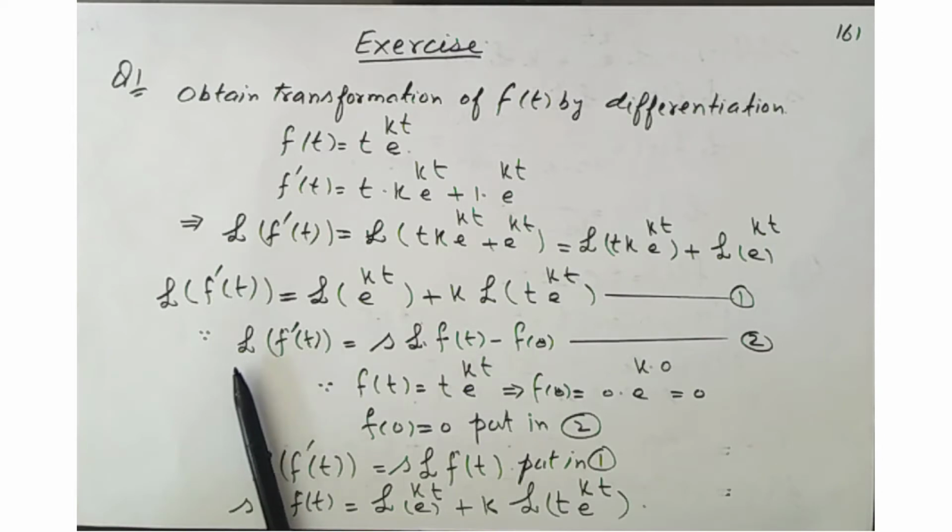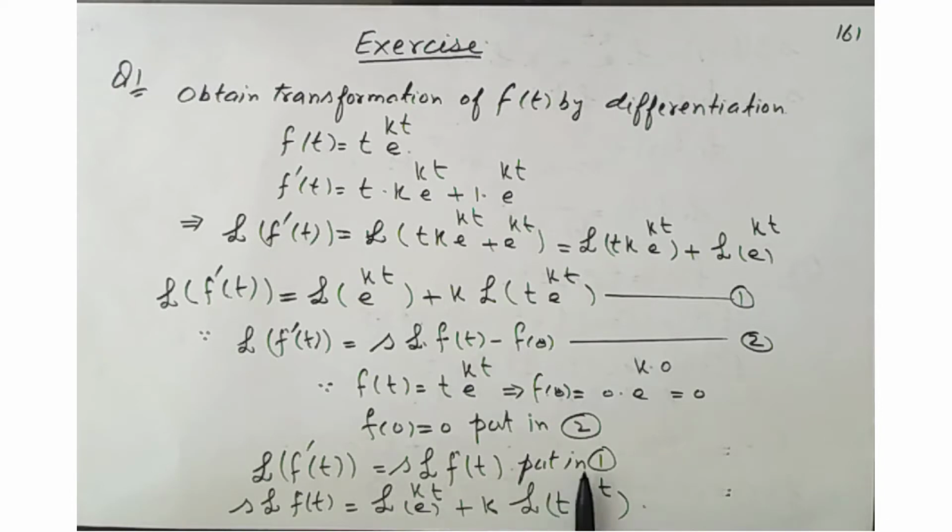Now using the formula, Laplace of f dash t equals s into Laplace of f of t minus f of 0. We know f of t equals t e to the kt. Putting t equal to 0 in place of t, we have f of 0 equal to 0. So we put here f of 0 equal to 0. So this equation becomes Laplace of f dash t equals s into Laplace of f of t, and this term becomes 0. So this is the equation of Laplace of f dash t.